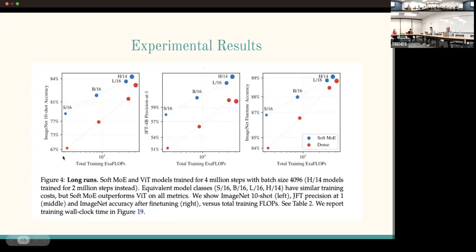They also train the models for longer than usual. So they overtrain the models, and they see that even in the overtraining regime it performs much better in ImageNet 10-shot accuracy. For ImageNet 10-shot, they pre-train the model on JFT 4 billion and train on ImageNet with only 10 examples from each class. So this experiment is basically their performance in fine-tuning to the ImageNet dataset. And it performs much better than vanilla ViTs in all of the regimes.